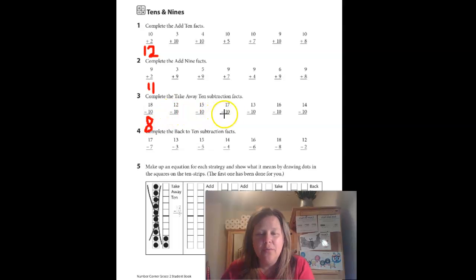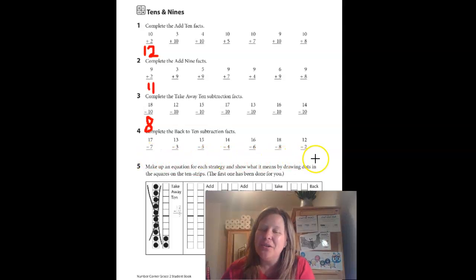So as you go through and do these take away 10 subtraction facts, see if you can find a pattern and think to yourself what's happening to those numbers as you're subtracting. I think you're going to find that you can do those really quickly. All right, and finally, when I'm done talking to you about this, you're going to go back and work on row 4, which are the back to 10 subtraction facts. We call these back to 10 because actually, I don't think I'm going to tell you.